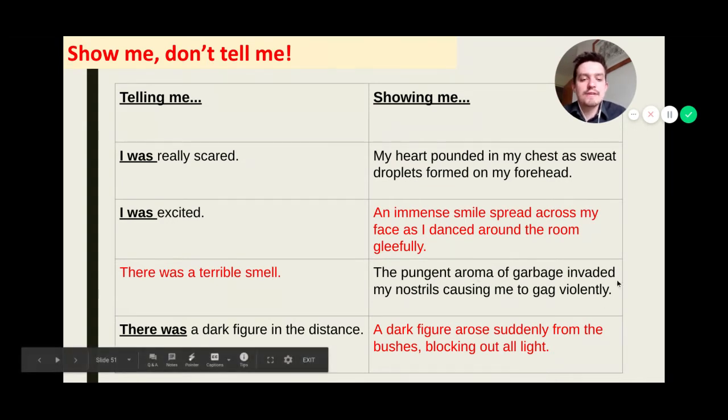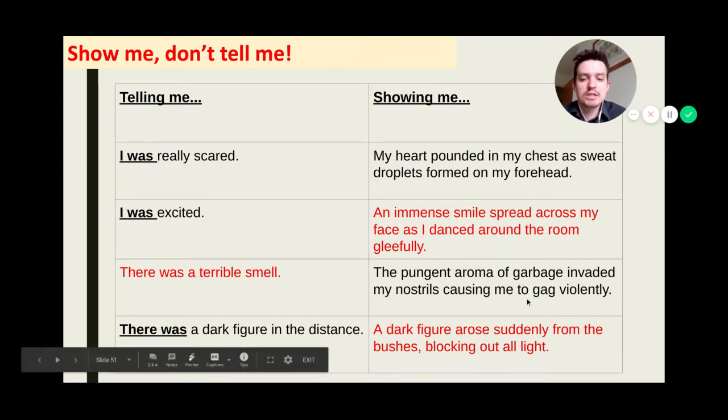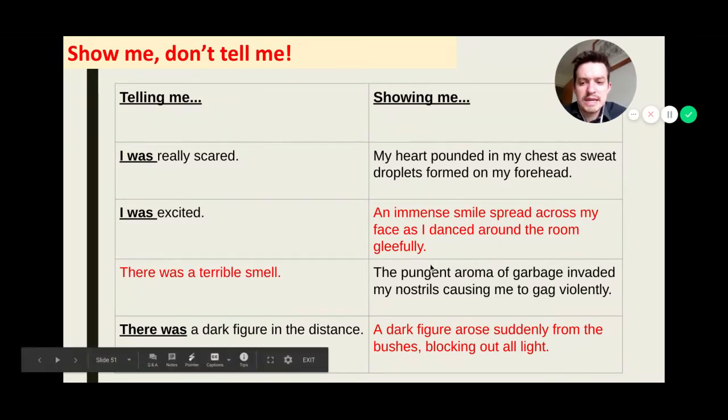Here, this is a lovely phrase that we've got for showing. The pungent aroma, pungent, very strong smell of garbage invaded my nostrils, causing me to gag violently. That's the showing. A telling: there was a terrible smell. I could smell something bad. This is the sort of answer that we want to see.